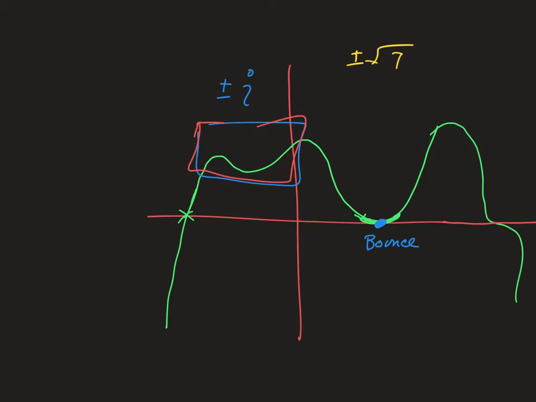Another thing you'll see is domain restrictions. The domain restrictions are going to be things that we cannot do mathematically. Two key things we cannot do mathematically. We cannot divide by the number 0. So make sure that denominators do not become 0.